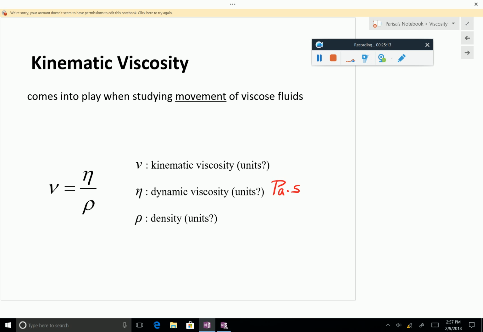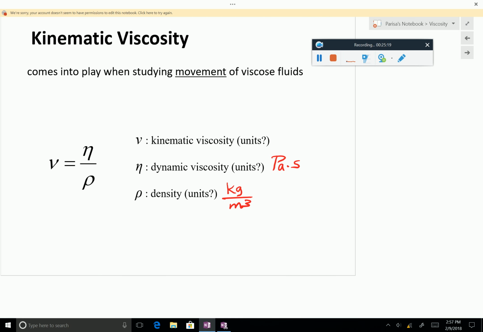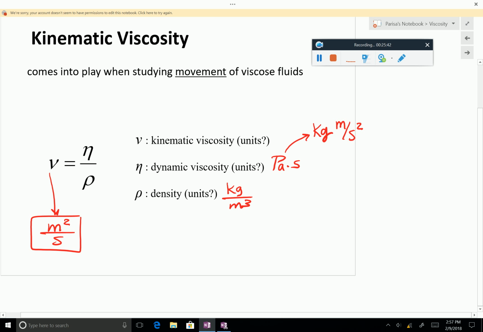So density is, and Pascal, if you substitute, you should get, how many have that? Meter squared over second. This is the unit. Pascal and kilogram are related.